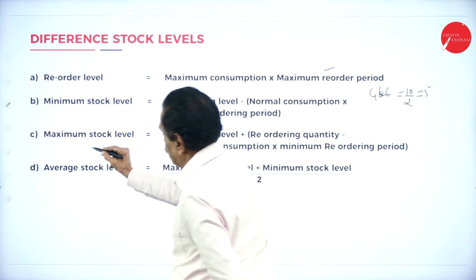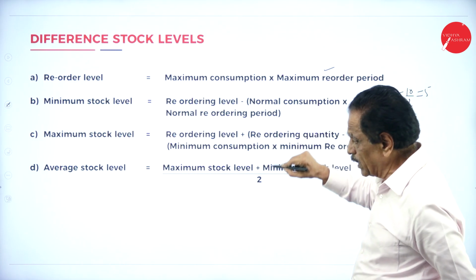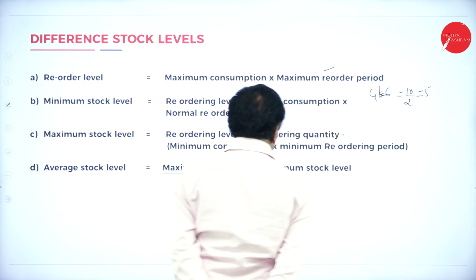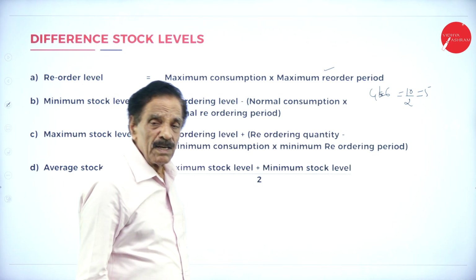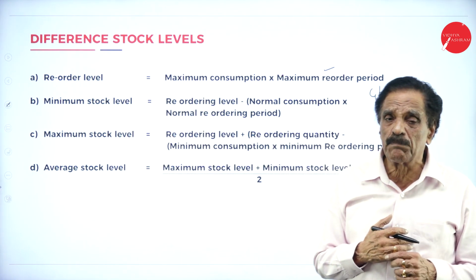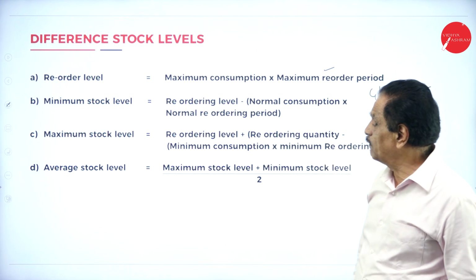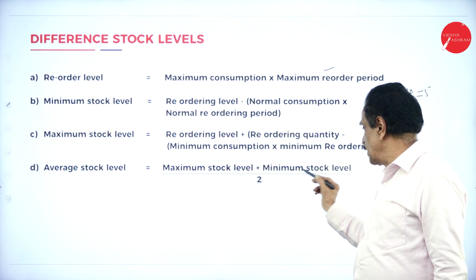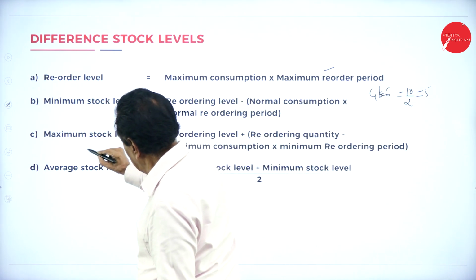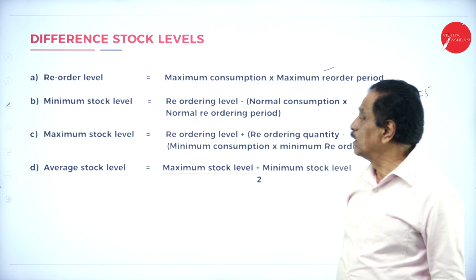Then third, maximum stock level: reorder level plus reorder quantity minus minimum consumption multiplied by minimum reorder period. Last one, average stock level: maximum stock level plus minimum stock level divided by 2. You get the answer of this, and the answer divided by 2 is your average stock level.